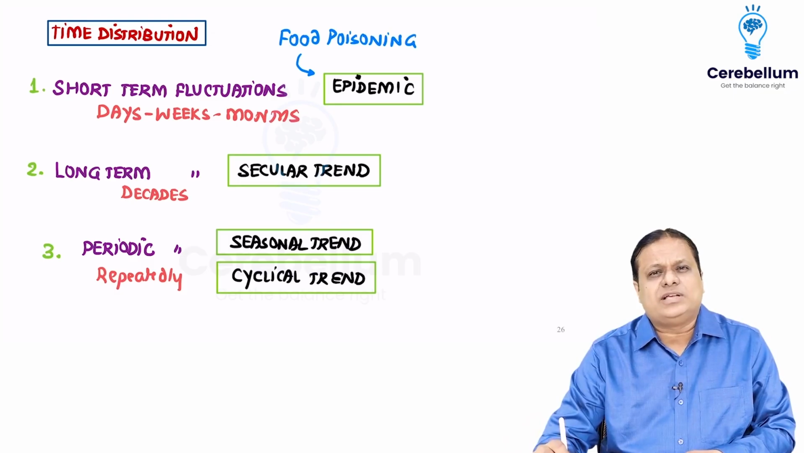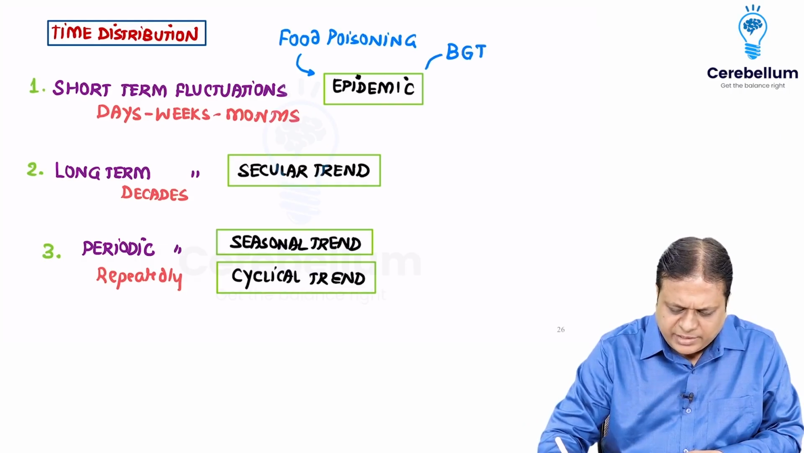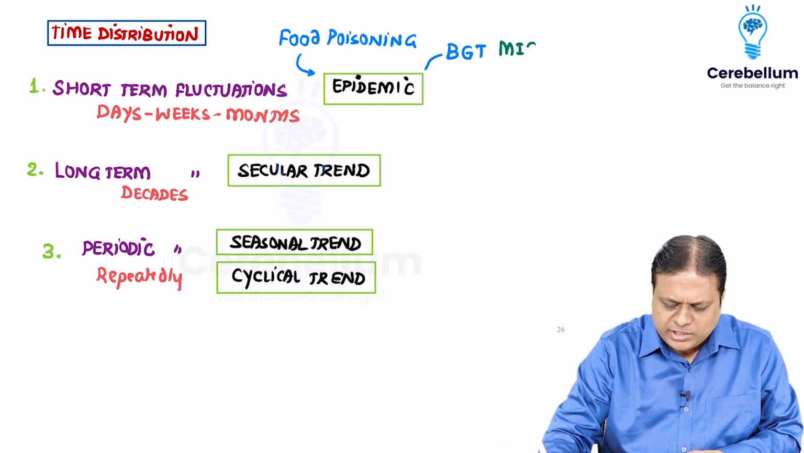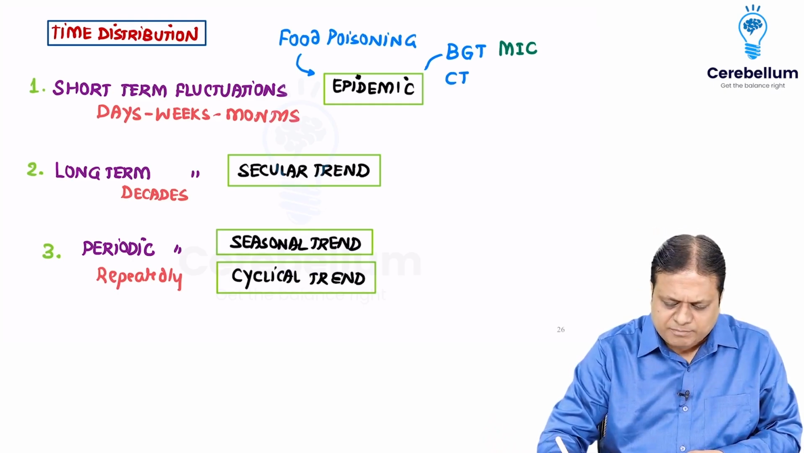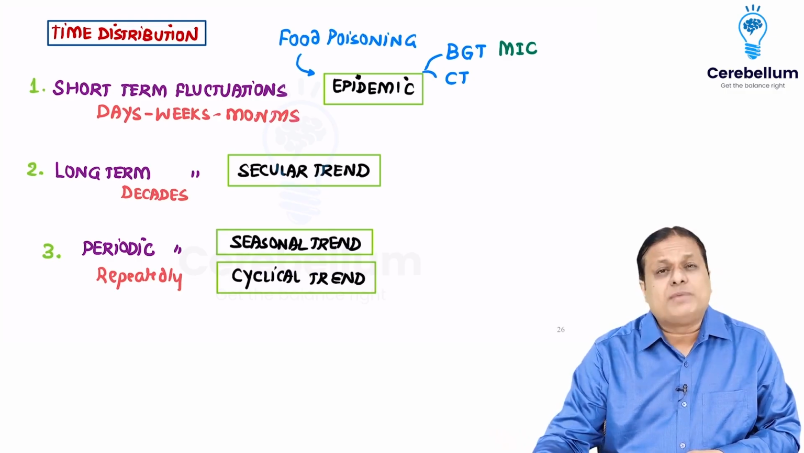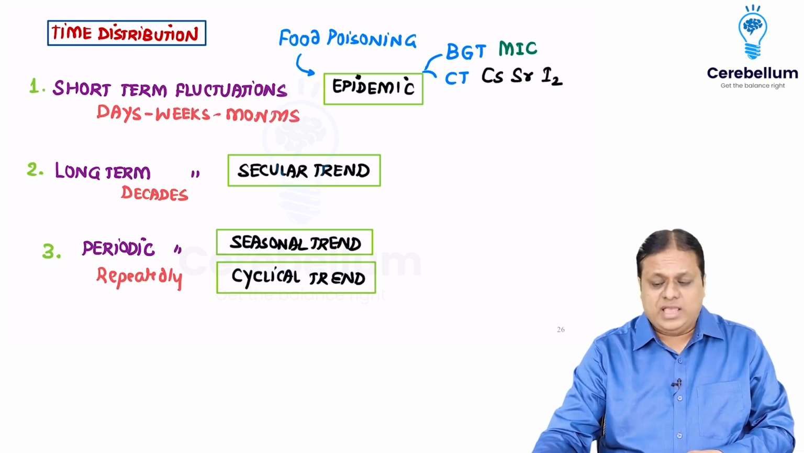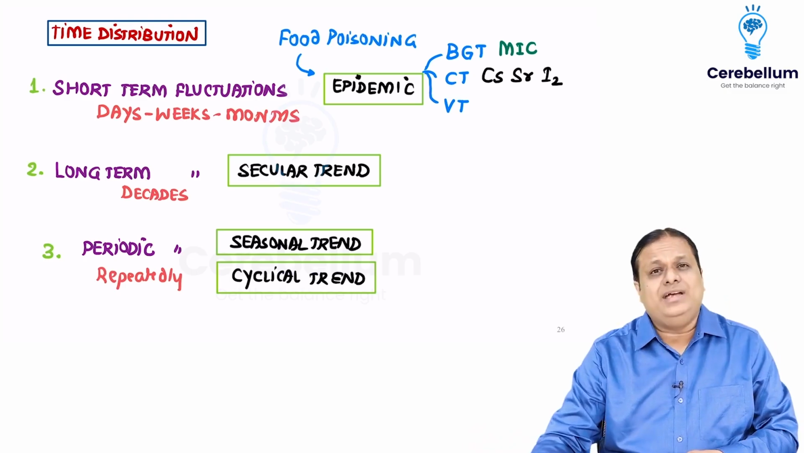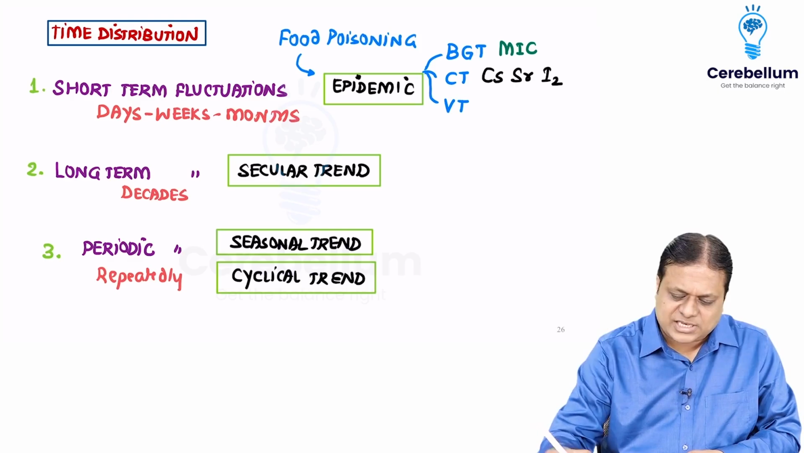Bhopal gas tragedy was an example of, yes, epidemic. On 3rd December 1984, the population was exposed to methyl isocyanate. Chernobyl tragedy, yes, again an example of epidemic where the population was exposed to radioactive isotopes of cesium, strontium and iodine. And Vizag tragedy during COVID in India is also an epidemic where there was leakage of, yes, styrene gas.